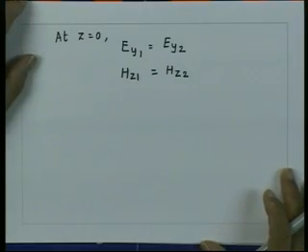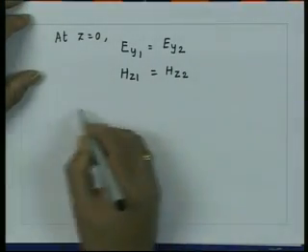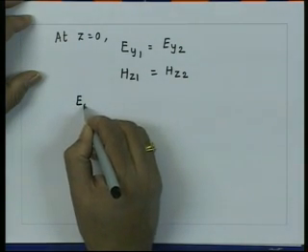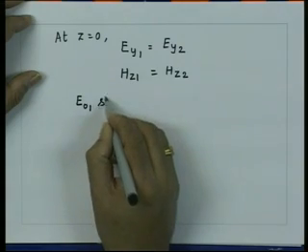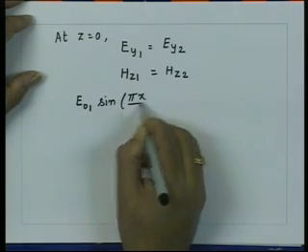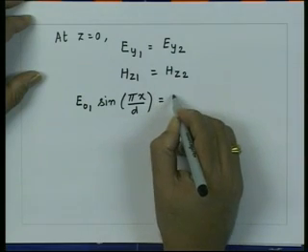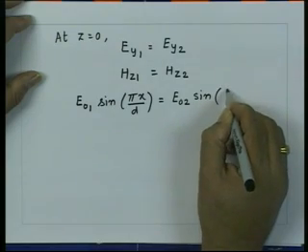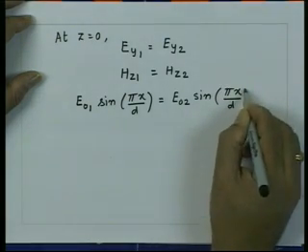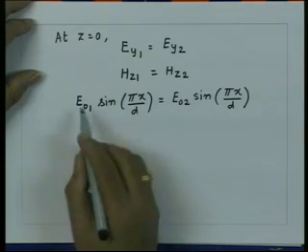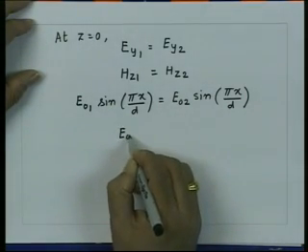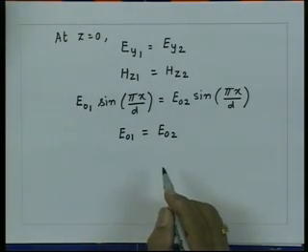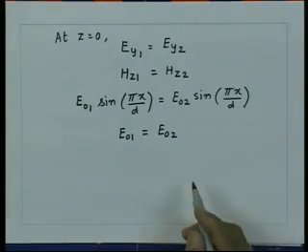Now we can write down the field expressions. At z equal to 0, this will correspond to E01 sine of pi x upon d, that will be equal to E02 sine of pi x upon d, which essentially gives that the amplitude E01 is equal to E02. That you get from the continuity of the y component.